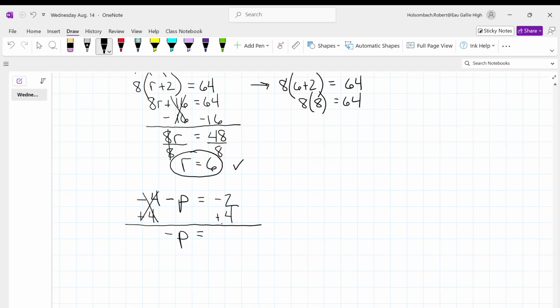And that negative p is equal to negative 2 plus 4, which is 2. And now our variable has to be positive when we're finished. So we're going to divide each side by negative 1. And we get a p that's equal to negative 2.